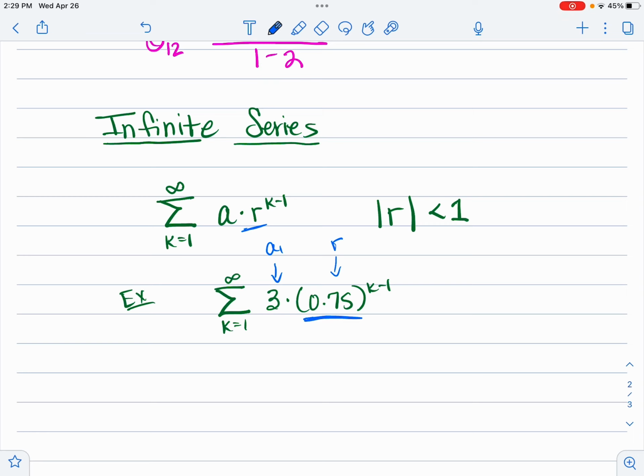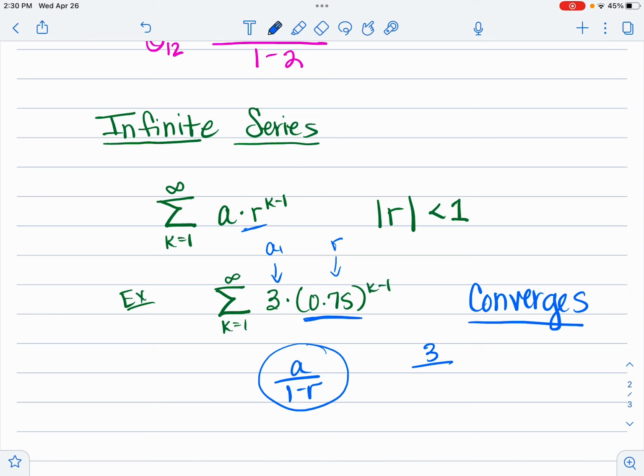And it does what we call convergence. It converges. It's called a convergent series if you want to be really technical. And that just means it actually has a stopping point. The formula is really, really simple. All it is, and I probably should have written it up here, is a, your first term, over 1 minus r. That's it. That's the whole formula for this thing. So it's just going to be 3 over 1 minus 0.75.